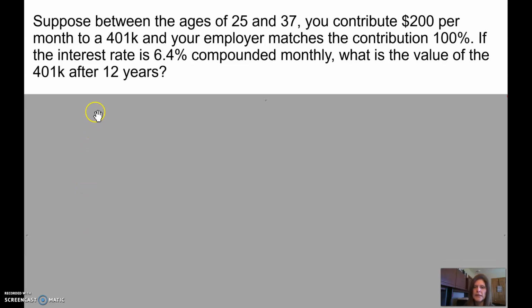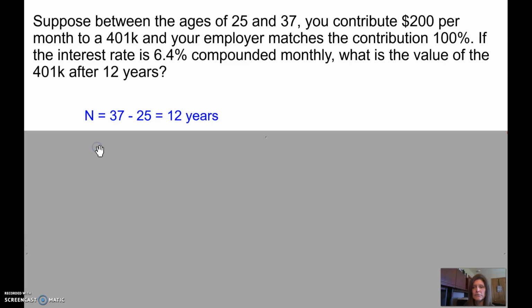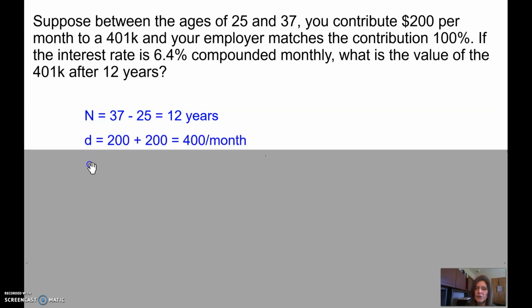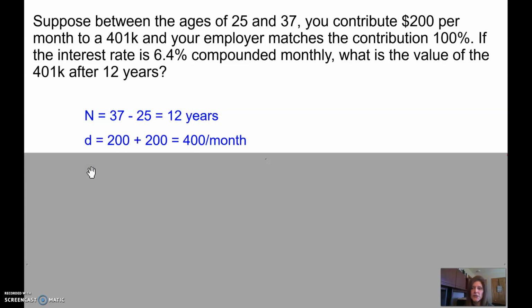Well, let's see. The time, N, number of years, is 37 minus 25. Yes, it says 12 years. That's what we come up with between 37 and 25. We also need to know what our deposit is. Now be careful here. It's not just 200 that you're putting in. Note that we have 100% match from our employer, so 200 plus another 200 means we're depositing 400 a month.